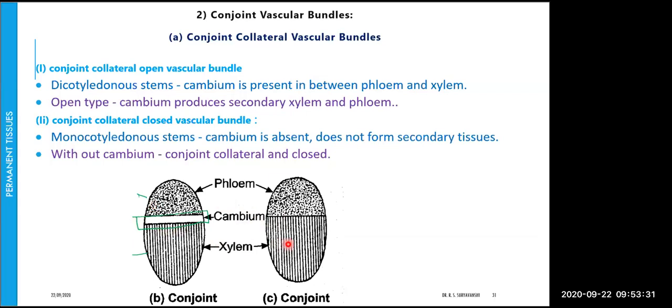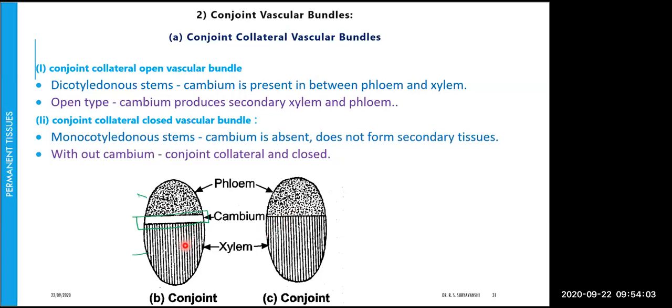See, once again, at the inner side there is xylem, at the outer side there is phloem. That's why they are called collateral, conjoint but collateral. And another parameter of classification: if there is cambium in between these two tissues, they are called open. And when such cambium is absent, then they are called closed. So that much difference is there.